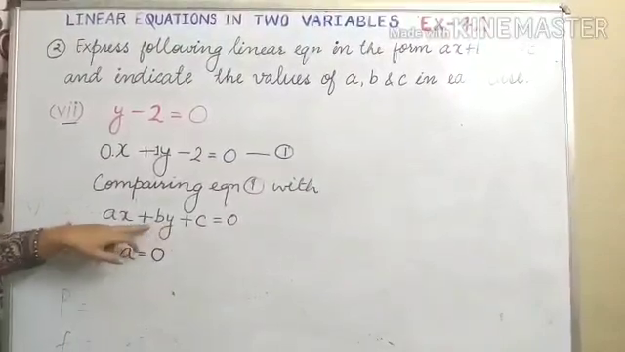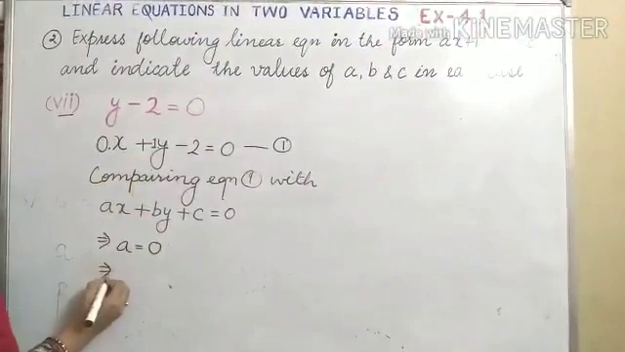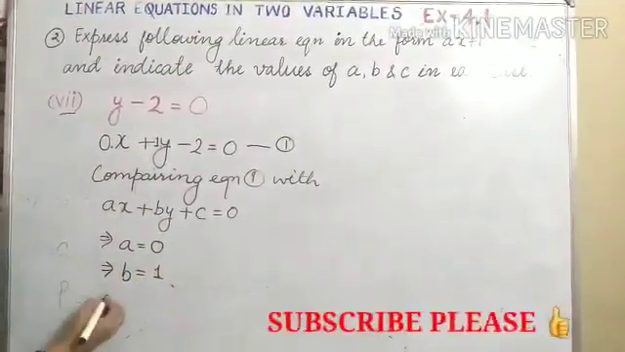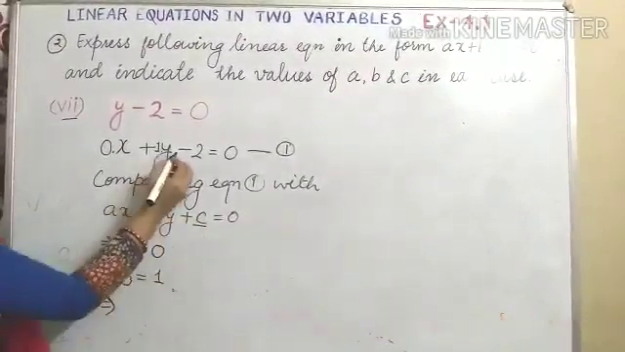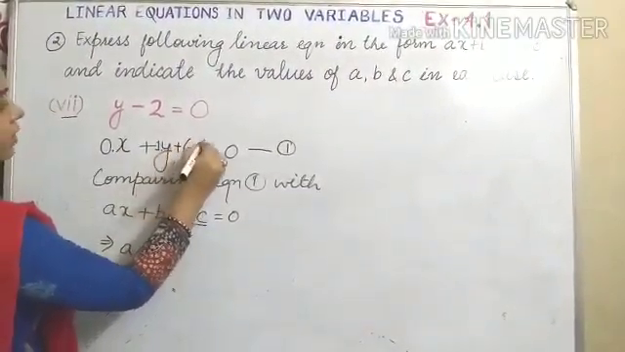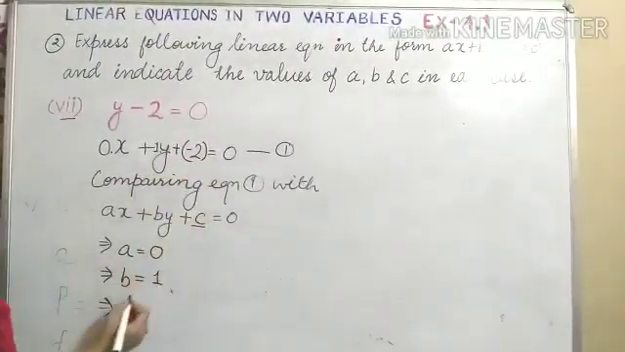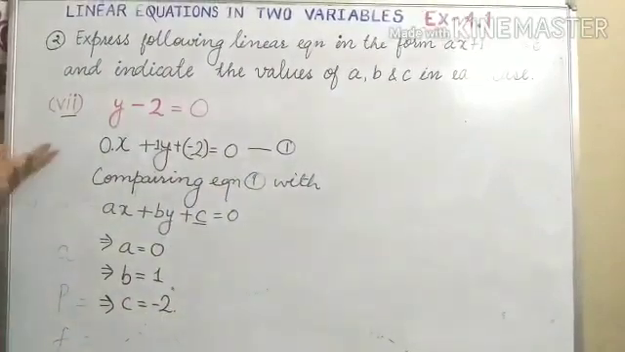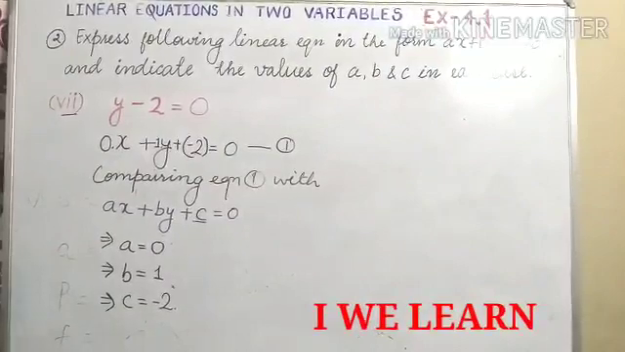Again, the coefficient of y is b, and here the coefficient of y is 1. That means b is equal to 1 here. And then c. Here we have to write plus, then minus 2. So c is equal to minus 2. We have already done 2 questions, so you are acquainted with this. So that's all for this exercise.